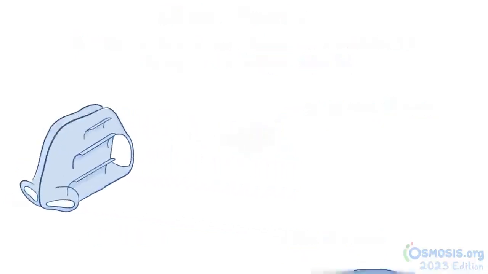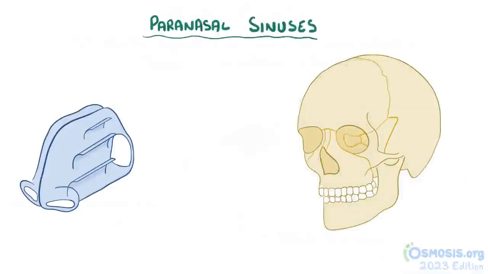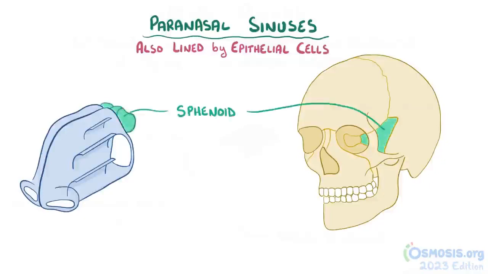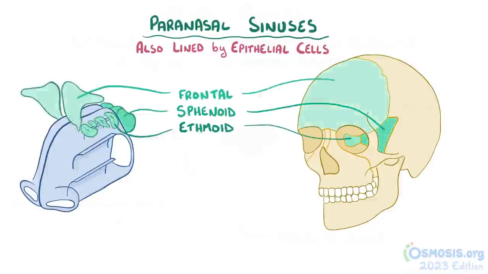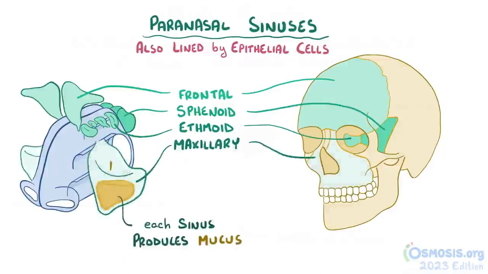There are also air-filled spaces within the skull that are on either side of the nose called paranasal sinuses, and these are lined by the same layer of epithelial cells as the respiratory region. The paranasal sinuses are named for the bones that house the sinus: the sphenoid, located next to the eyes, the ethmoid between the eyes, the frontal above the eyes behind the forehead, and the maxillary, behind the cheeks and below the eyes. Each of the sinuses normally produce mucus, which drain into the respiratory region.